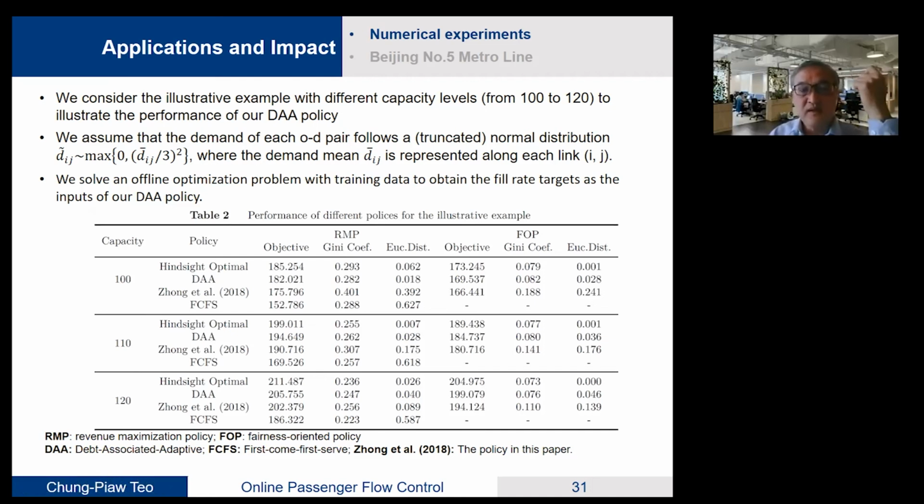Dij is the demand, the number of customers moving from i to j, and of course, to start the algorithm, we need to have fill rate targets. There are many ways to set fill rate targets for the policy. One way is to use the training data, generate samples, and then solve offline problems to get your service level targets, so that the service level targets can drive your debt-based policy. Once we fix the service level targets, you can then use hindsight. Hindsight optimal means that in the online setting you know exactly how many will be coming in the future. And if you solve the hindsight optimal, you get on average this kind of performance, 185.